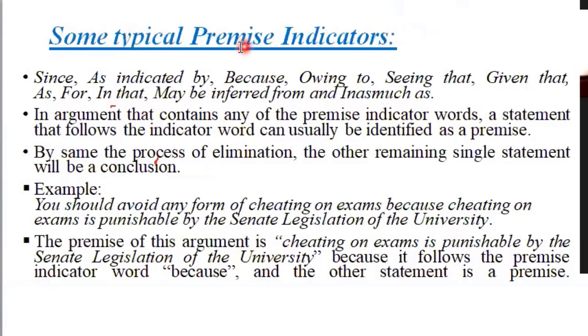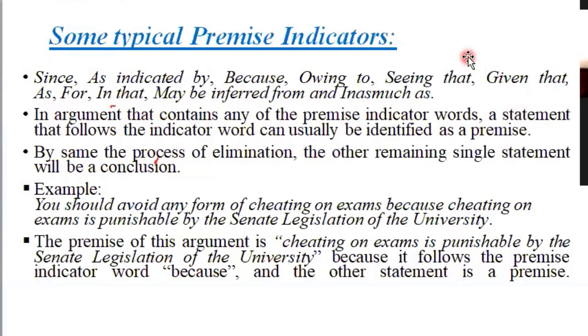Now let's look at some typical premise indicators. Among some typical premise indicators are since, as indicated by, because, given that, here, as for. With these listed indicator words, the statement that comes after the word is a premise. An argument that contains any of the premise indicator words, the statements that follow the indicators can usually be identified as a premise. The same principle applies here: the remaining part is the conclusion by the rule of elimination.